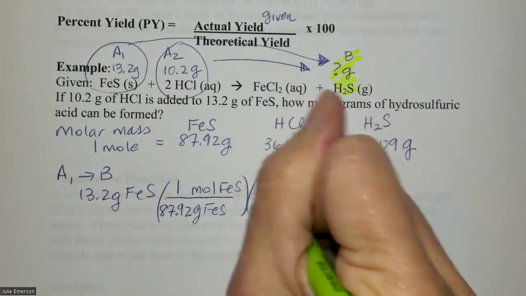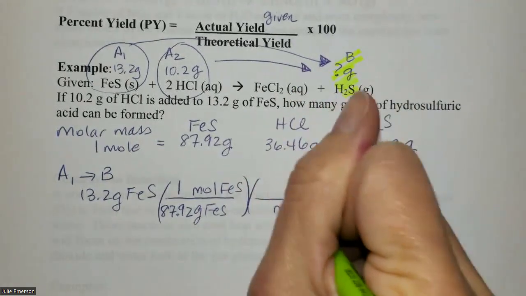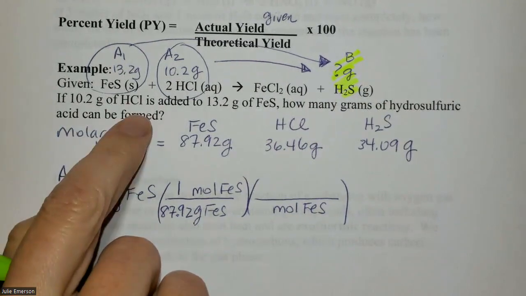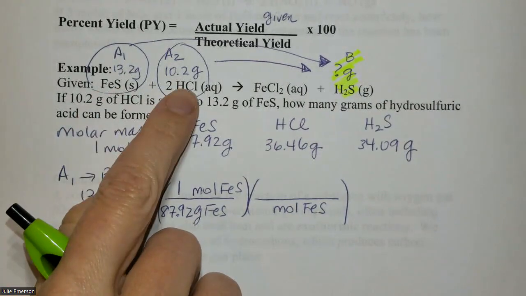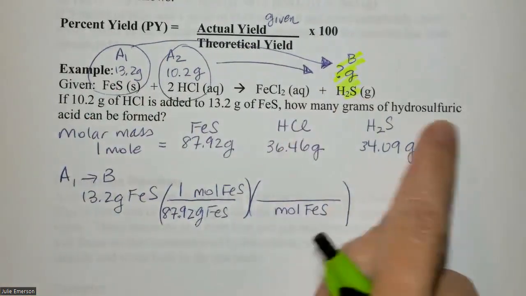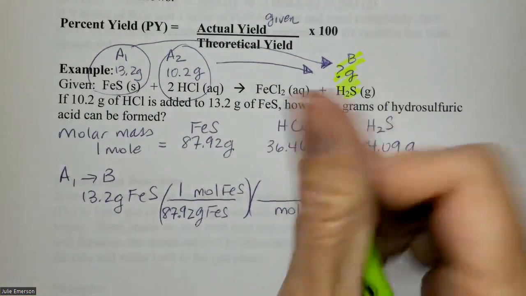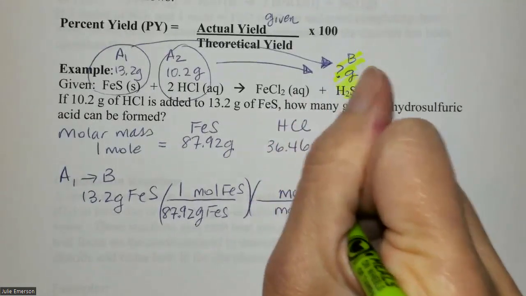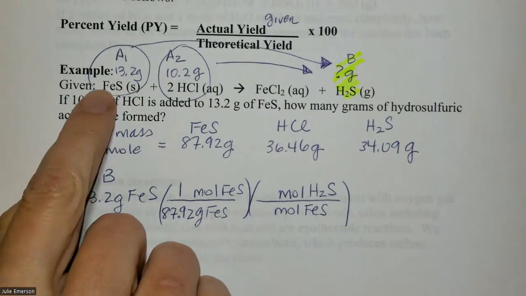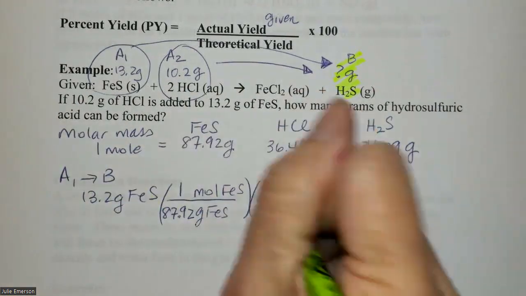Now, this is where sometimes students go a little sideways. We know we're getting rid of moles of FeS here. When you read the question, you might be tempted to convert to HCl, but we always want to go to the unknown. And that's what we're looking for, the grams of H2S. So on top, we want to go to moles of H2S. Mole ratio is where we bring in the coefficients from the balanced equation. In this case, it's 1 to 1. So we just put 1 to 1.